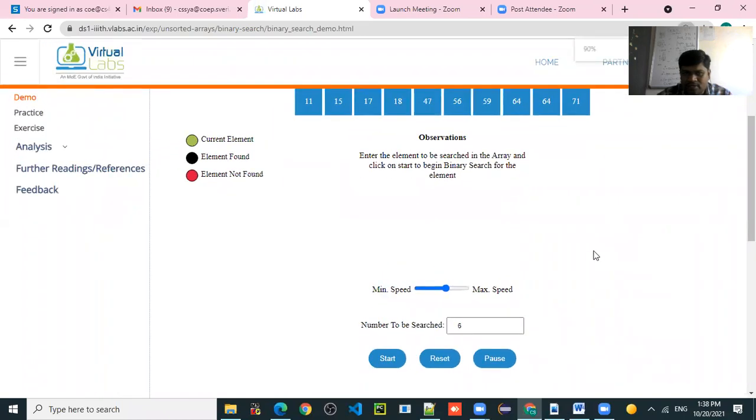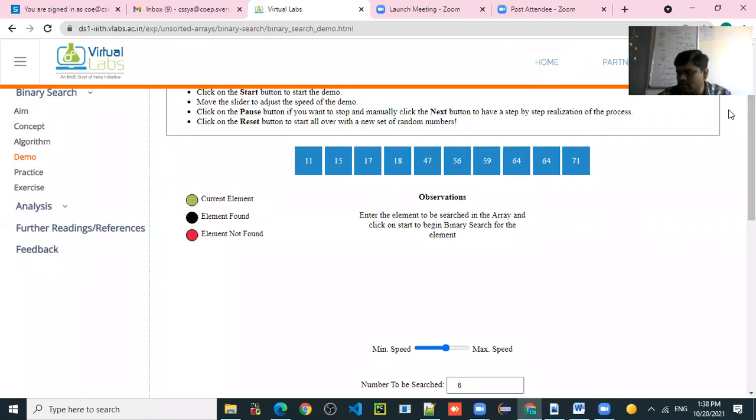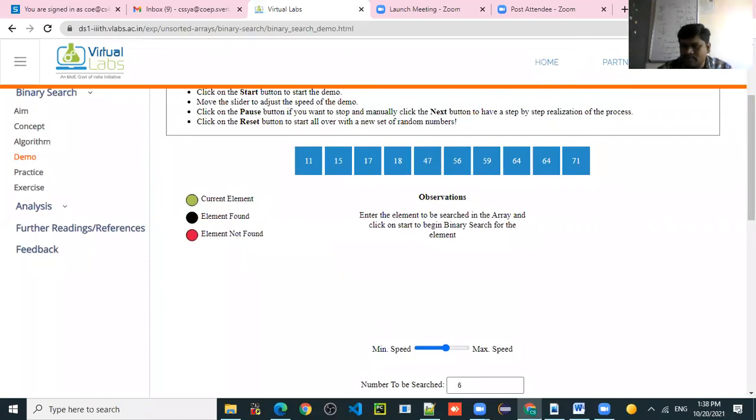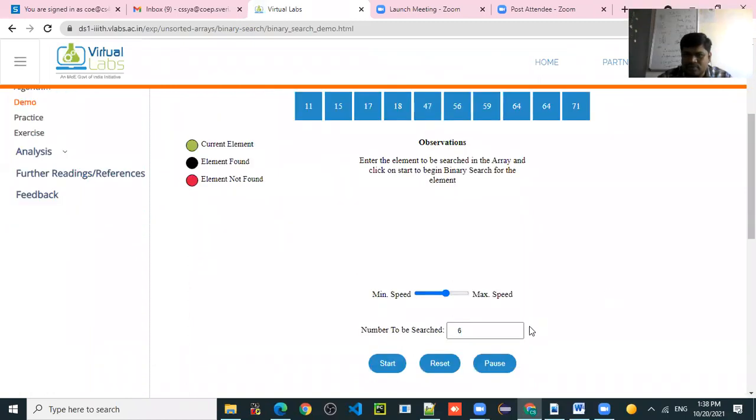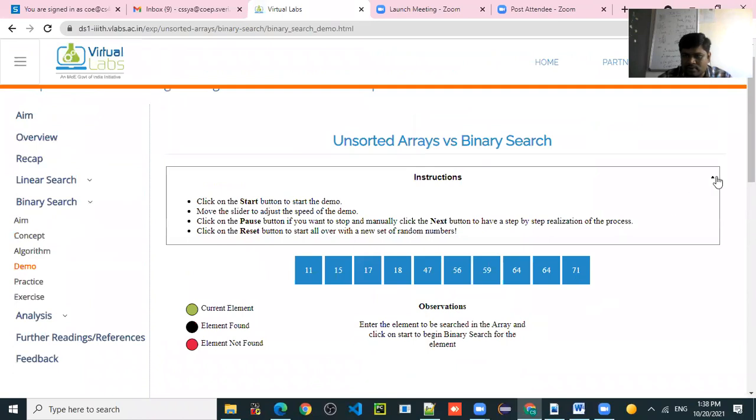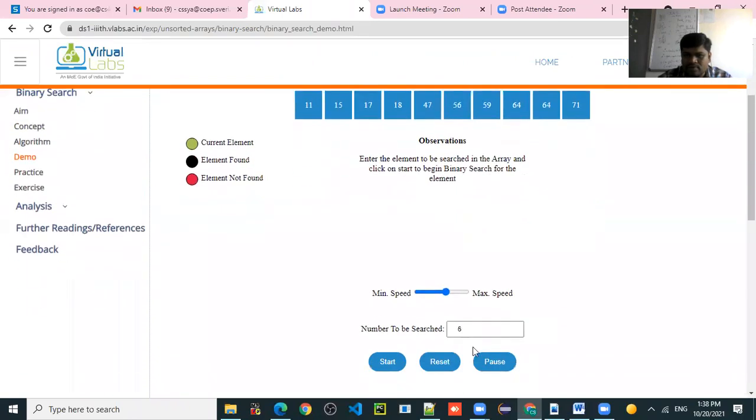Let me increase the size. Okay, now tell me the elements. So can I enter here 64 or 59? I have entered 59. So start. So it is dividing the elements. After that, the element 59 was found in the 6th position of the array.